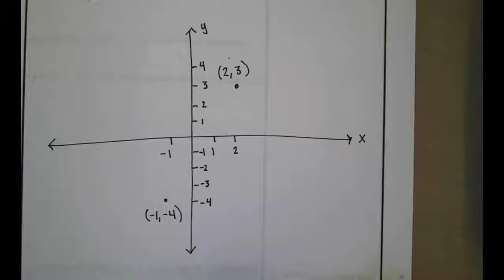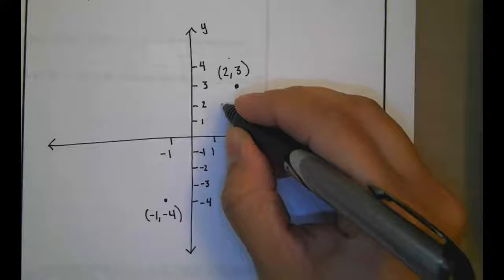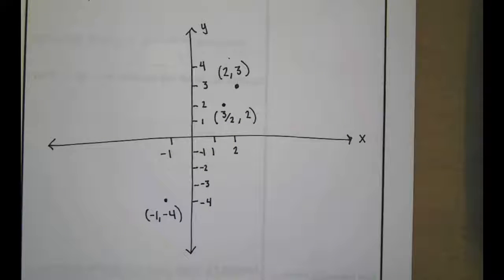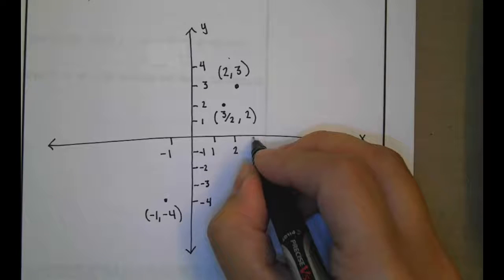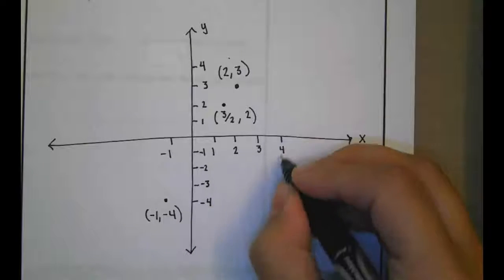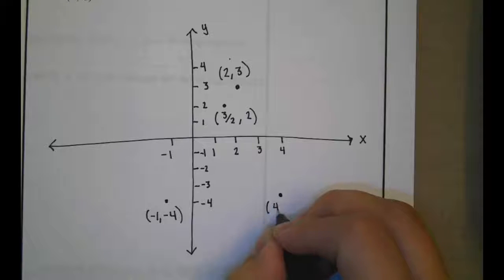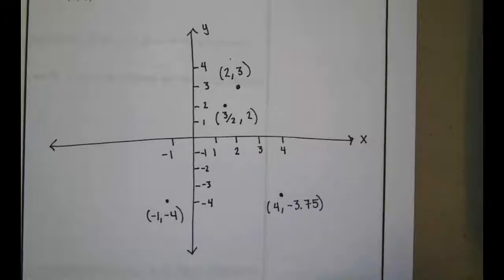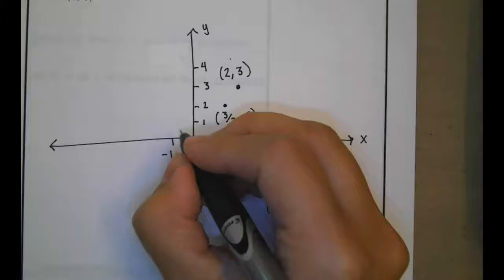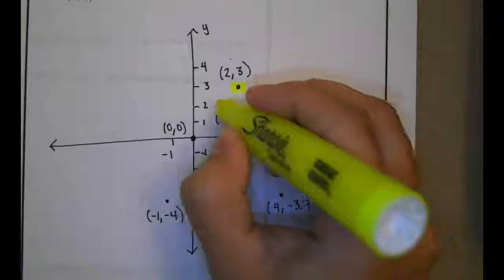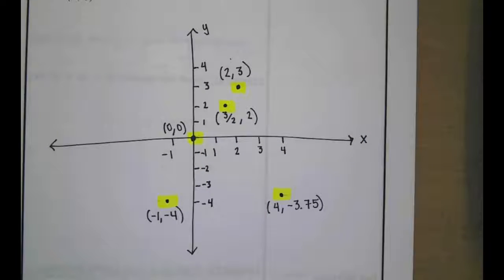Okay, E says 3 over 2, 2. 3 over 2 is the same as 1.5, which is in between 1 and 2. And then 2 is up here. So this point is 3 over 2, 2. And then 4, negative 3.75. Here's 4. Negative 3.75 is in between negative 3 and negative 4, closer to negative 4. I is 0, 0. That's the origin. All right. And those are all the notes for this section.